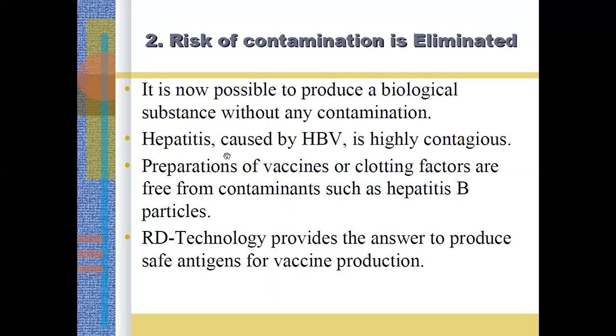Now, hepatitis, for example, is caused by the hepatitis B virus, and is highly contagious. By using this technology, the risk of contamination and the risk of the disease caused by such a virus is eliminated. Preparation of vaccines or clotting factors are also free of contaminants such as hepatitis B particles. So we can say that recombinant DNA technology provides the answer to produce safe antigens for vaccine production.